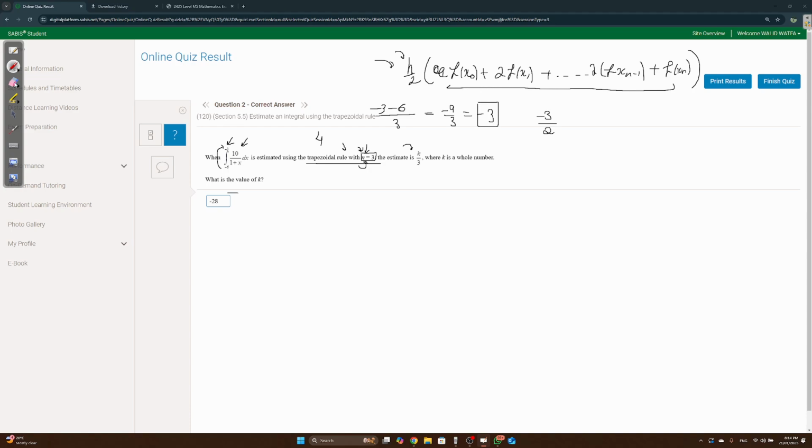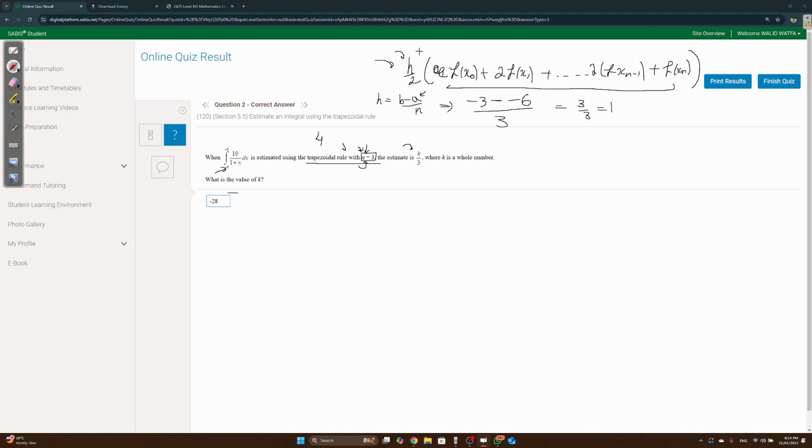Wait, I just realized I made a mistake right now. So this is all fine, except here, let me just repeat it. When I found h, it's b minus a over n, right? So minus 3 minus a. A is negative 6, so I forgot about the double minus. I just put minus. Okay, over 3, and you should get 3 over 3, which is 1.